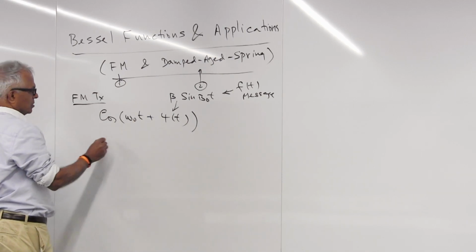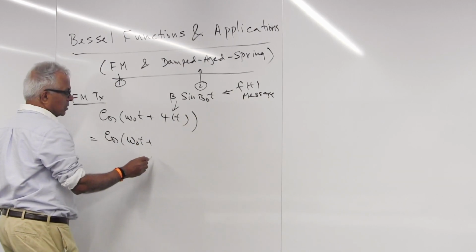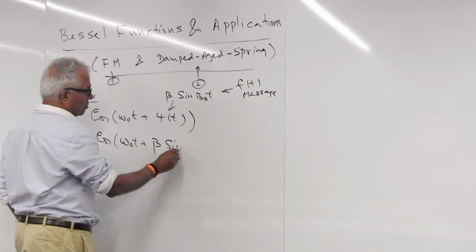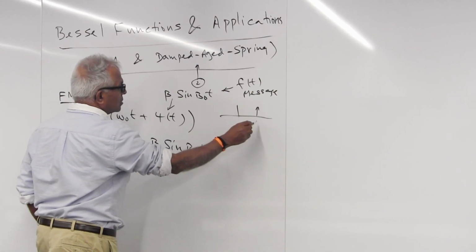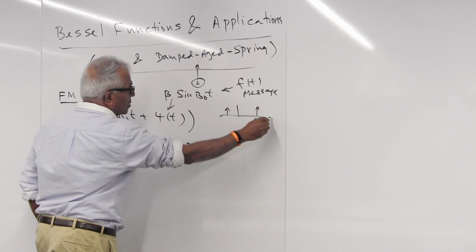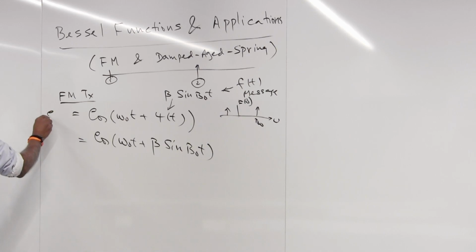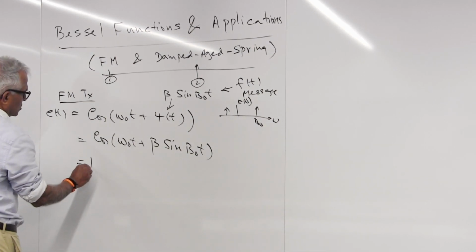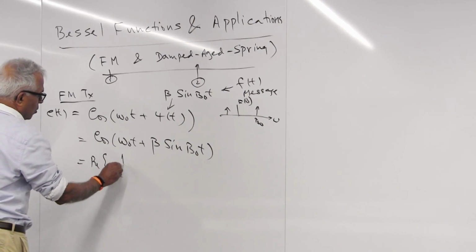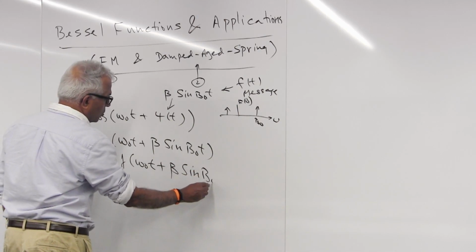So the question is, if you take this, it looks like omega naught t plus beta sine b naught t, where b naught is the single component. If I call this E of t, the transmit signal, what is its bandwidth? How do you decompose this? The easiest way is to write this as the real part of the complex expression, omega naught t plus beta sine b naught t.